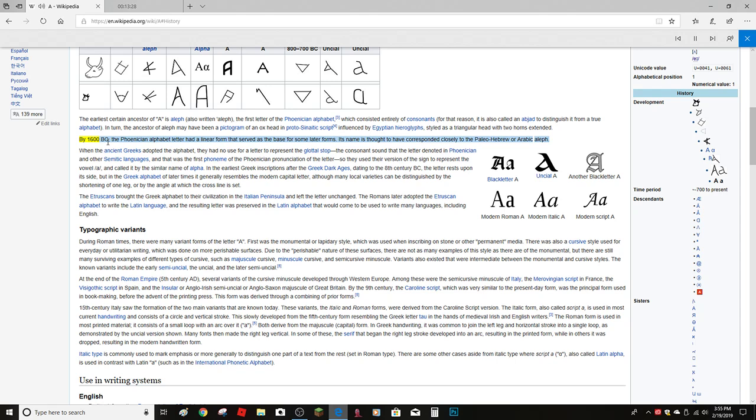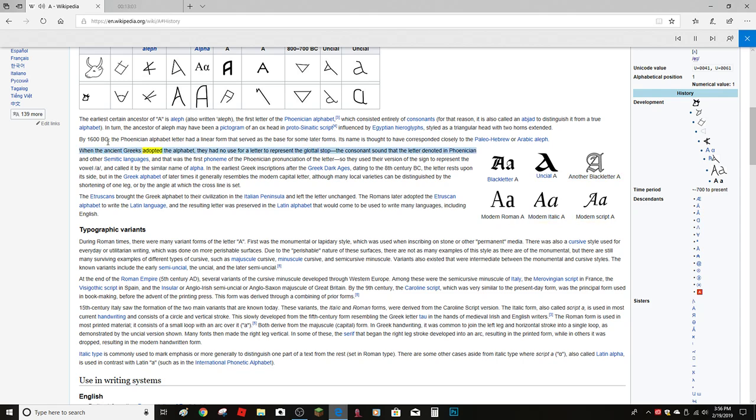By 1600 BC, the Phoenician alphabet letter had a linear form that served as the base for some later forms. Its name is thought to have corresponded closely to the Paleo-Hebrew or Arabic aleph. Black letter A. Untitled A. Another black letter A. Modern Roman A. Modern italic A. Modern script A.